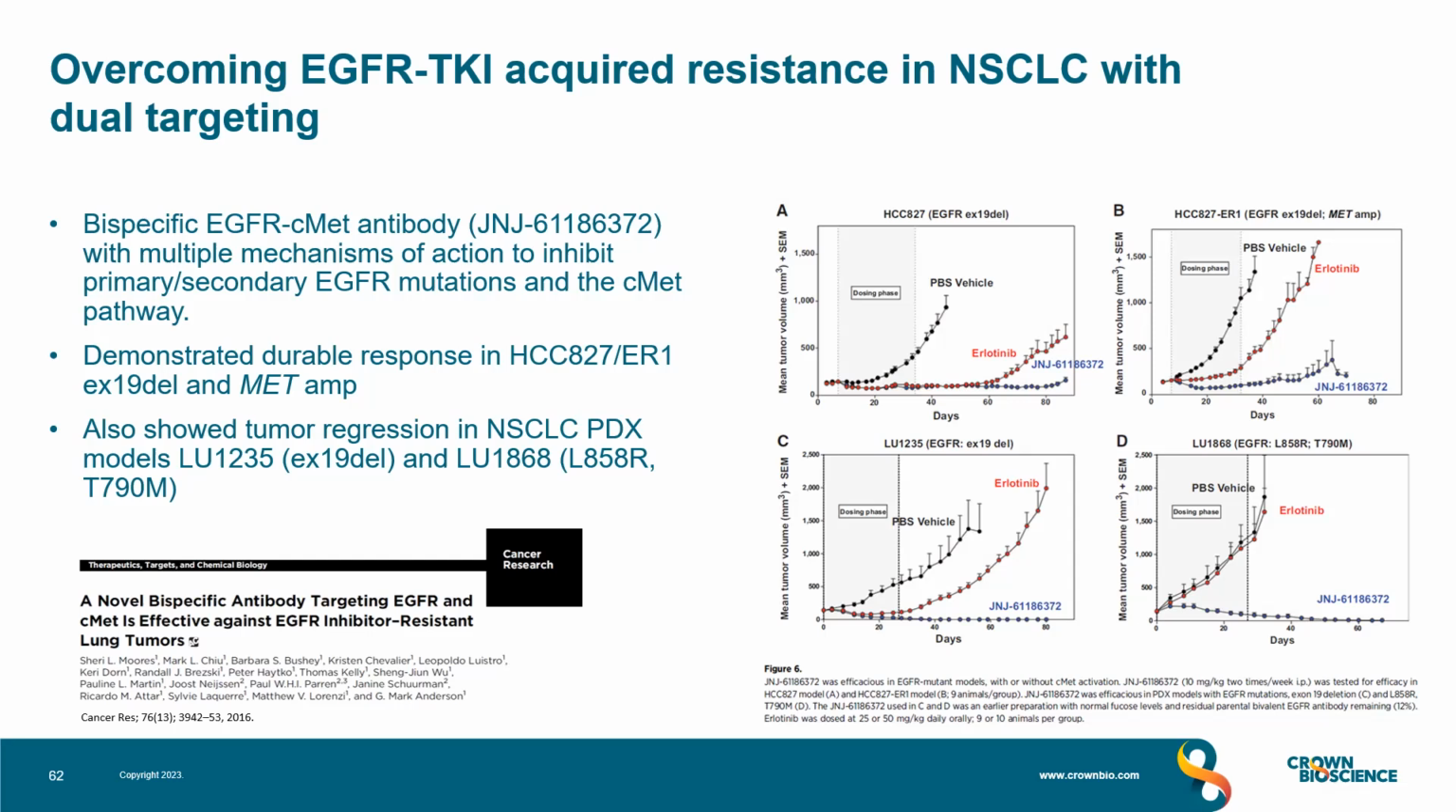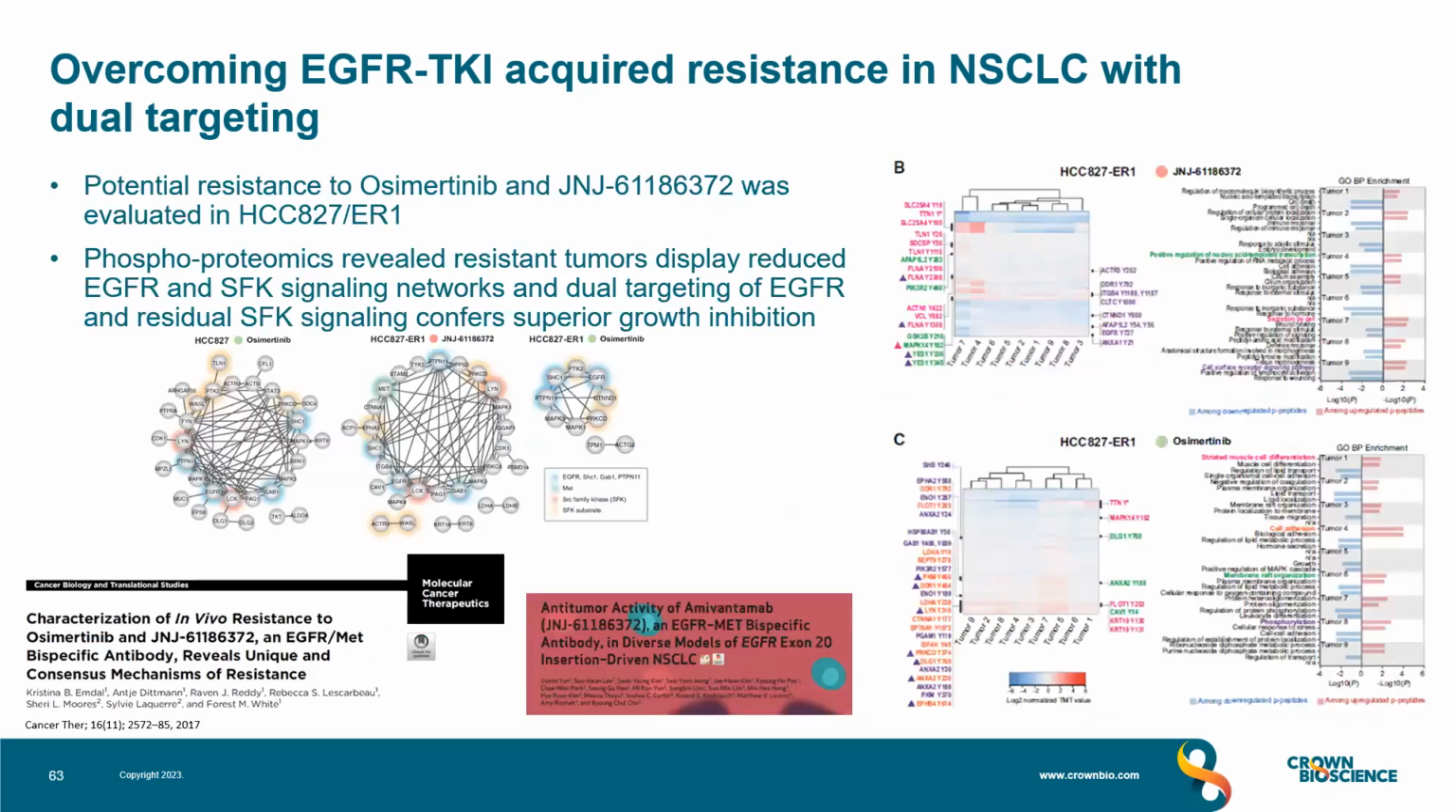So the LU1235 harbors an exon 19 deletion, but shows partial response to erlotinib. And then you have the LU1868, which has an L858R mutation, as well as a T790M mutation, which is resistant to erlotinib. So again, just qualifying the response and the effect of that bispecific.